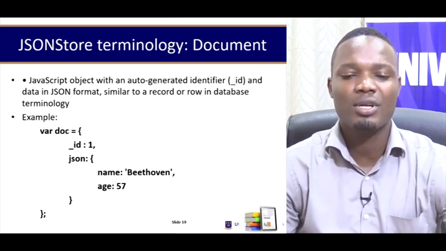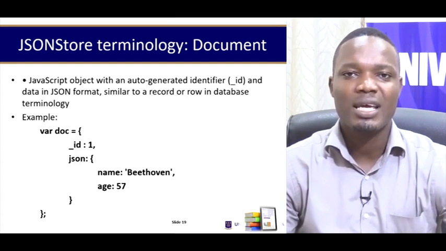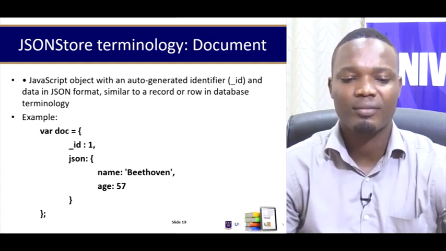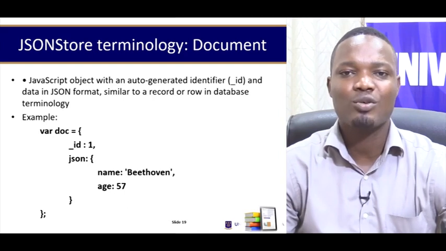In JSONStore terminology, a document refers to a record or a row in database terminology. So when we talk about documents, it's just like talking about a record or a row in a database. Now, this is a JavaScript object. So the example we see there, we see an underscore ID, which is the auto-generated identifier. And then we also see the JSON, which contains the data that is going to be stored.